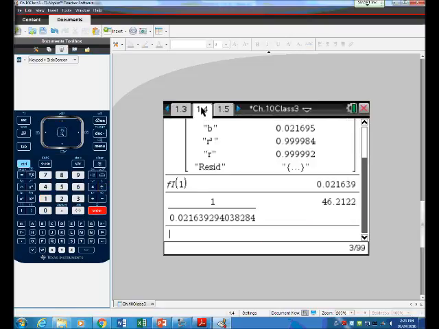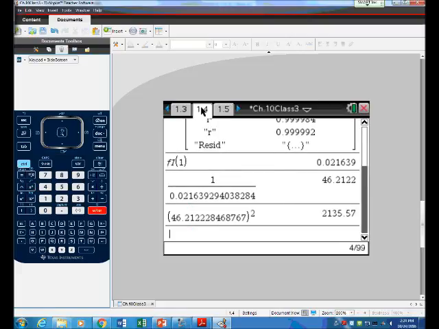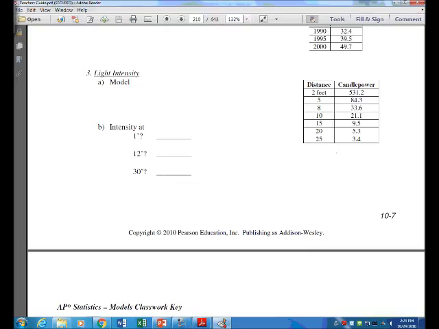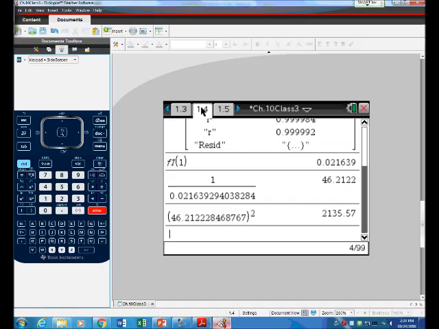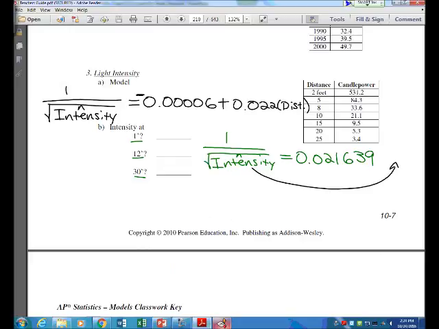It doesn't say any units, so I don't know anything about lights. But let's go with lumens. That sounds like a light unit. So 2,135.57 lumens, if you will. Okay. So again, that's the work to get the predicted value. Let's try 12 feet and 30 feet. Again, I'm not going to show the work in writing. I'll just work on it in my calculator.